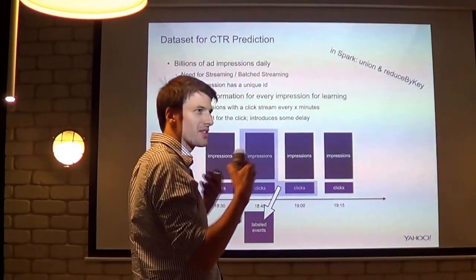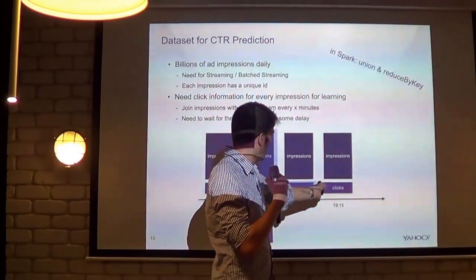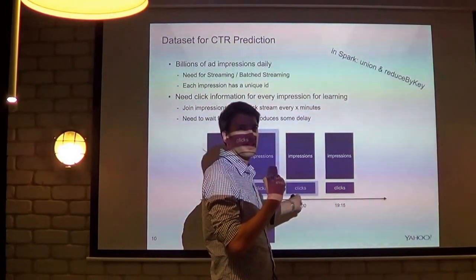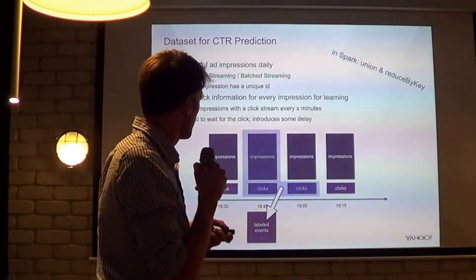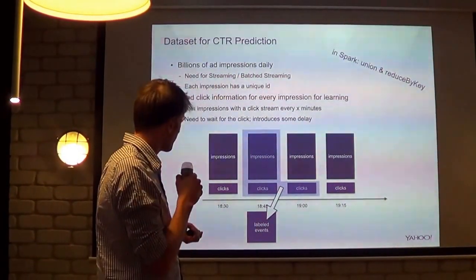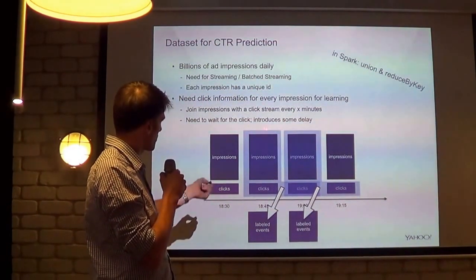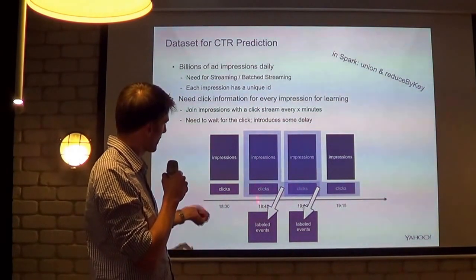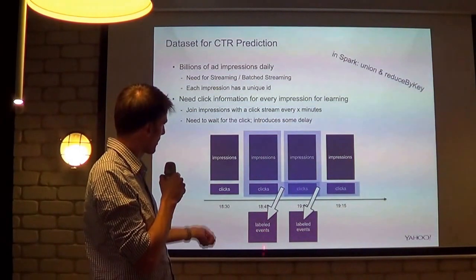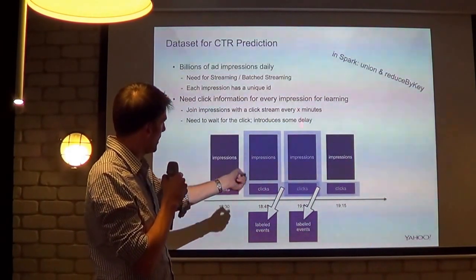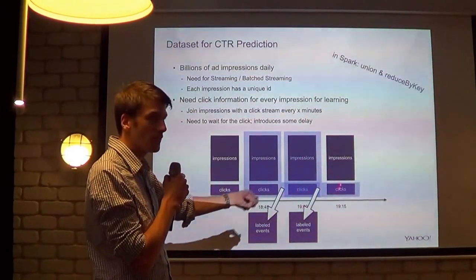But of course, this increases the delay of the whole system. So you want to make this long enough so that you get most of the clicks, but not too long. Otherwise, you accumulate delay. So essentially, we would take the impressions from this time interval and the clicks from both and see which impressions actually have a click. This produces the labeled data for this time interval. You do the same for the next one, where you take the impressions from this time interval and the clicks of these two.